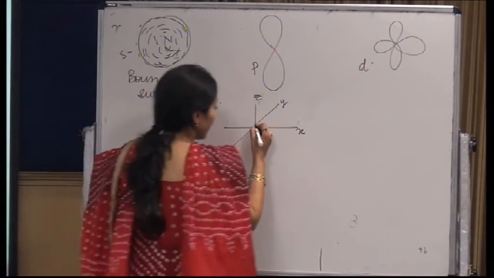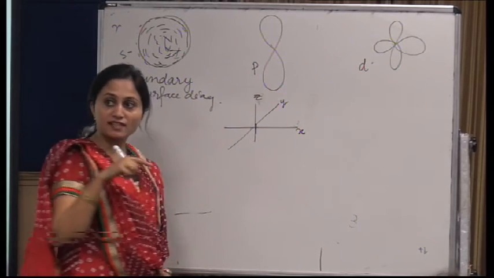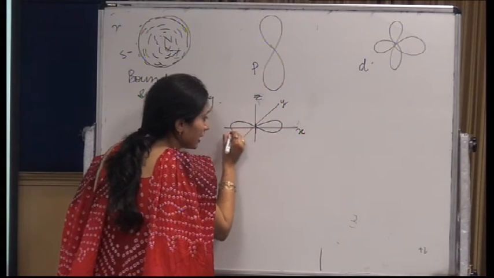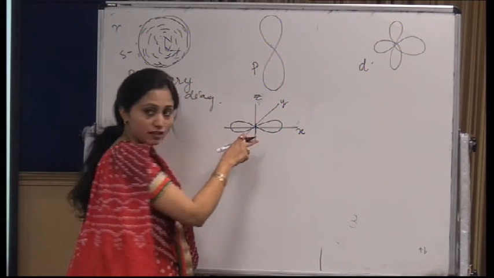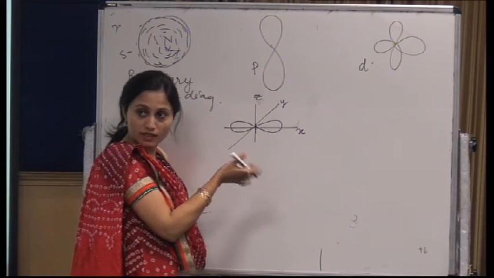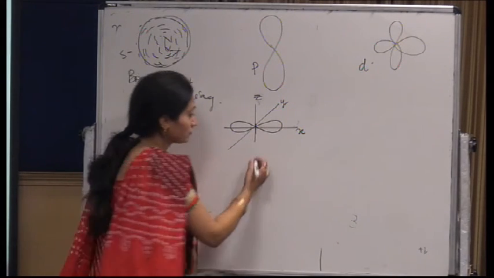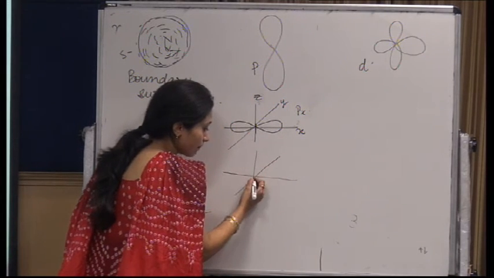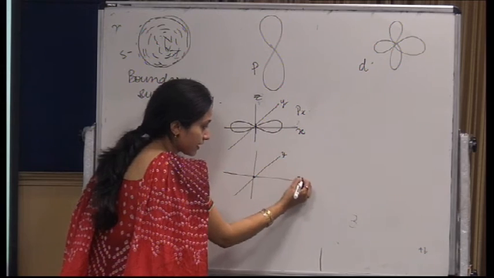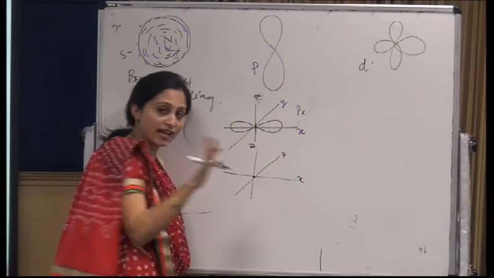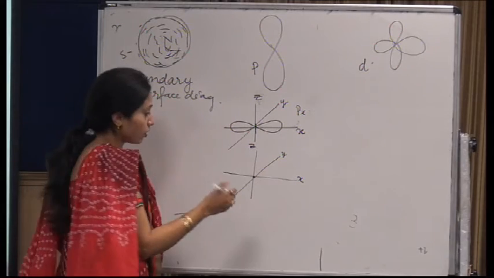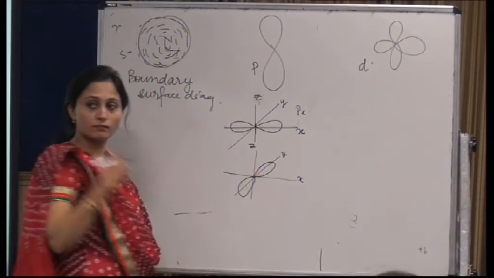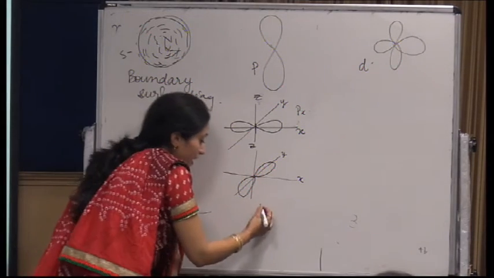When I talk about px, it is oriented along the x direction. So my px will be along the x direction, a dumbbell shaped along x. This is the representation for px. Then for py, this is x, this is y, this is z. All 3 directions are mutually perpendicular, so py will be just along your y. And your pz.